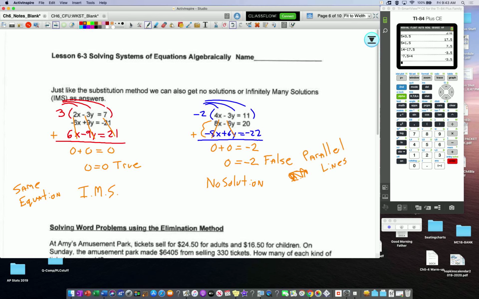I almost started writing infinitely many solutions. Mr. Bart's almost made another mistake.